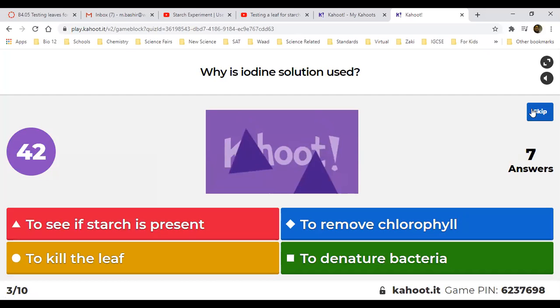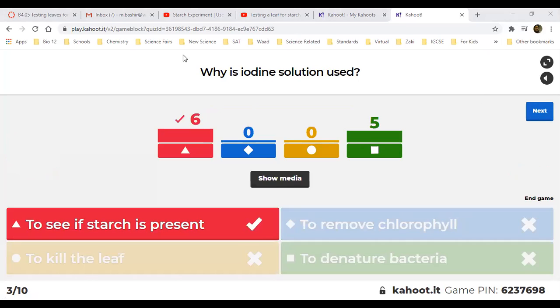To remove the chlorophyll was done with the ethanol. To denature bacteria, I don't know what this is. To see if starch is present, yes, the starch would be the right answer. So what are your options? And we have 40 seconds left. Yes, 6 of you guys have done it right.